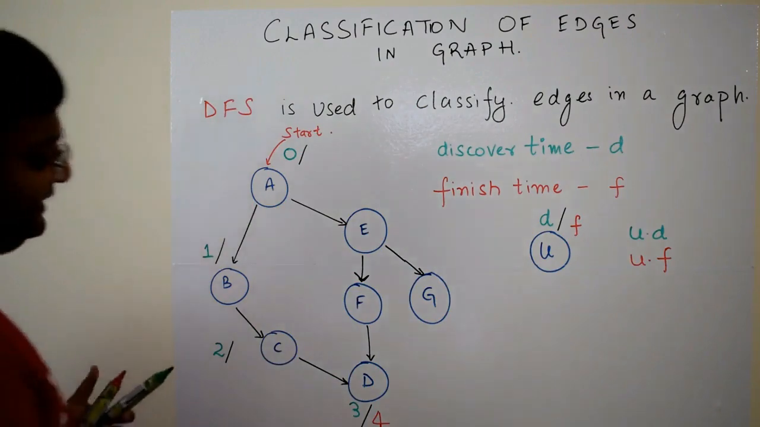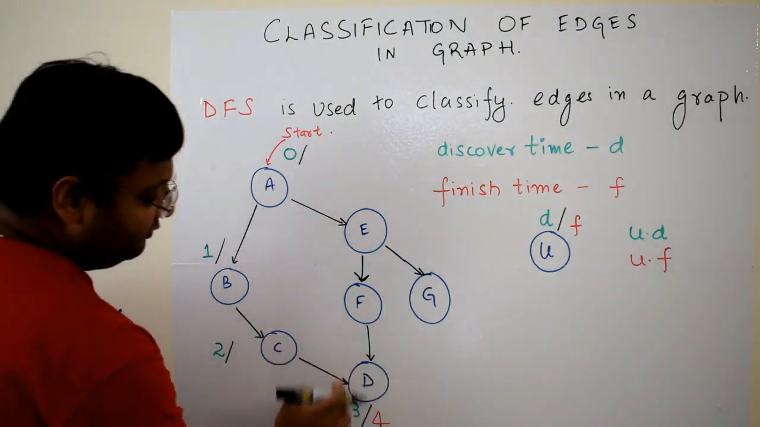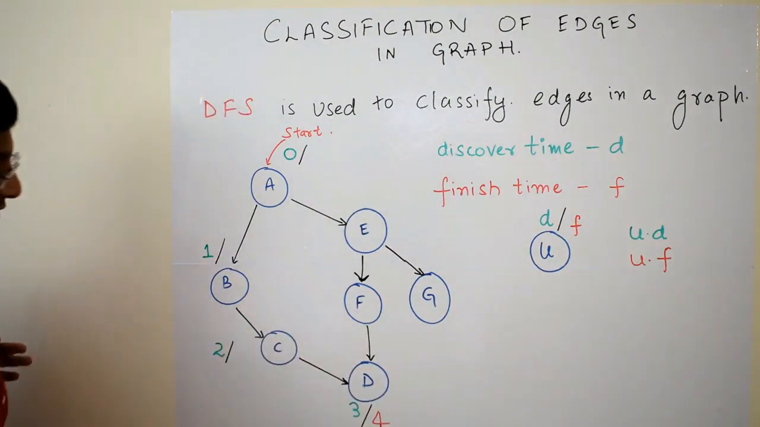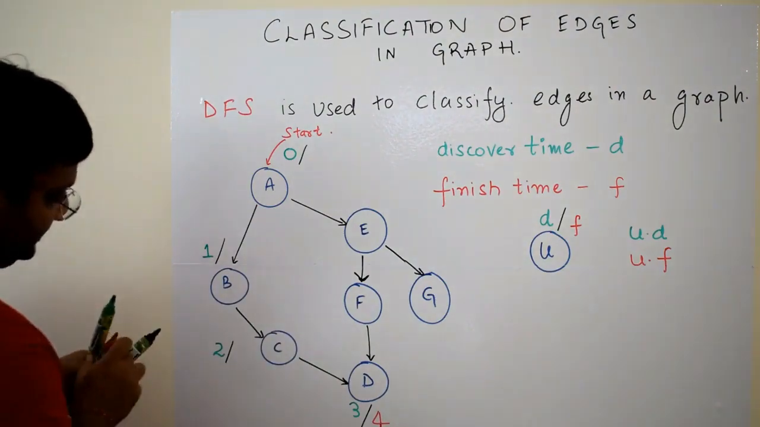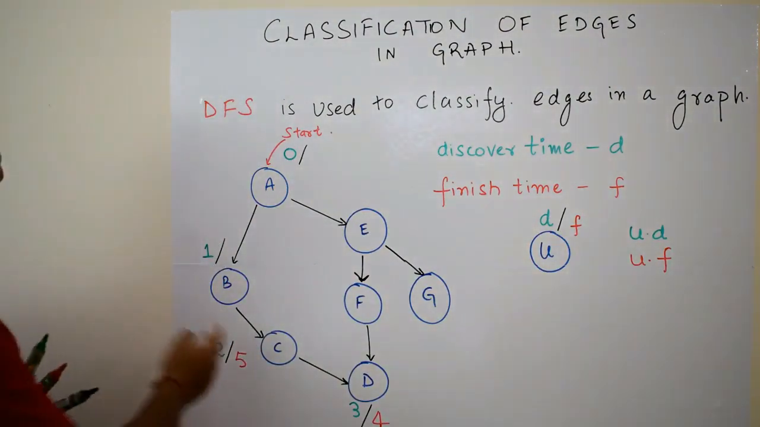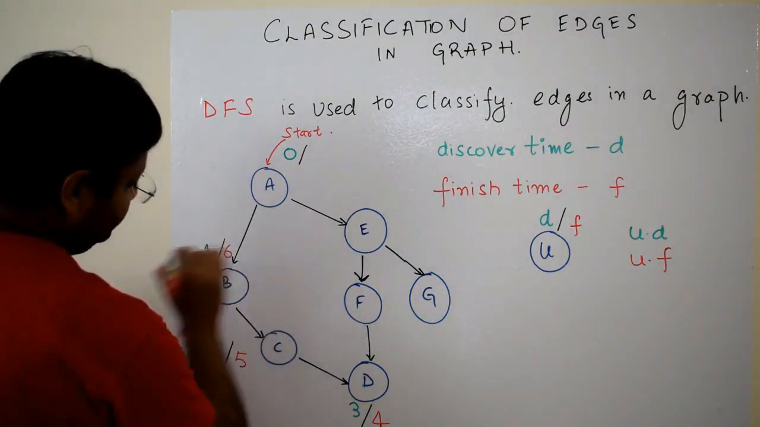Is there anything yet to be discovered from C? No, because there is only one edge, and one adjacent vertex D, and it has already been discovered. So there is nothing to discover anymore. So we will finish on C. So what will be the finish time? 5. Similarly, on B, on the same logic, it will be 6.